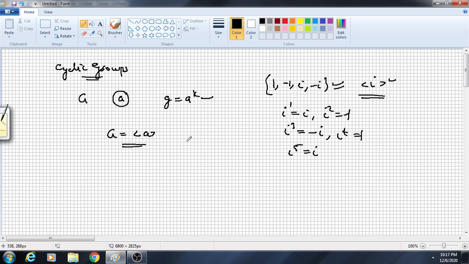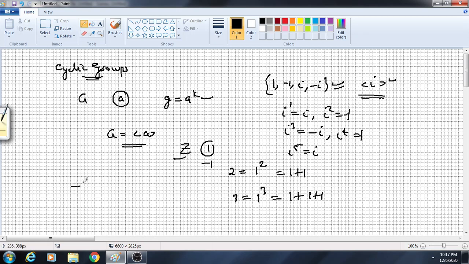Some common cyclic groups are our natural numbers, sorry, not natural numbers, our integers, because each and every element is generated by either 1 or -1. Because if I take 2, I can write 2 as 1 squared, because in the set of integers under addition, what do you mean by 1 squared? It is nothing but 1 plus 1. What is 3? It is simply 1 cubed. That means it is 1 plus 1 plus 1.